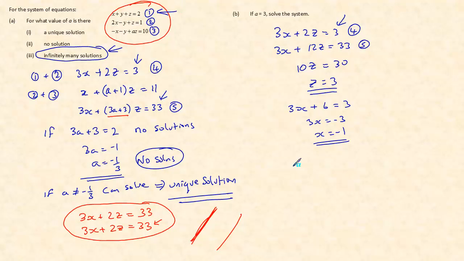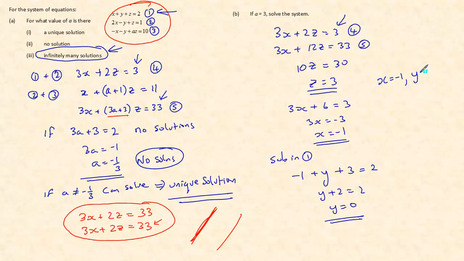Let's use number 1. So sub in 1. And we've got x is -1. We don't know y. We know that z is 3. That's equal to 2. So that gives us y plus 2 equals 2, which is y is 0. So we have x is equal to -1, y is 0, z is 3.